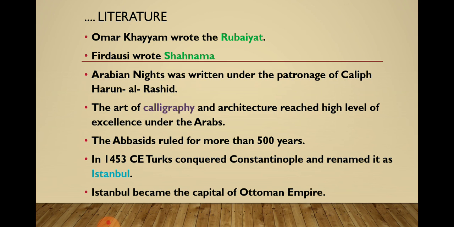The Abbasid rule continued for about 500 years, and after that the Turks from Central Asia captured Baghdad and established their rule. In 1453 they conquered Constantinople, and after conquering it they changed its name to Istanbul, and from then onwards Istanbul became the capital of their empire, the Ottoman Empire.